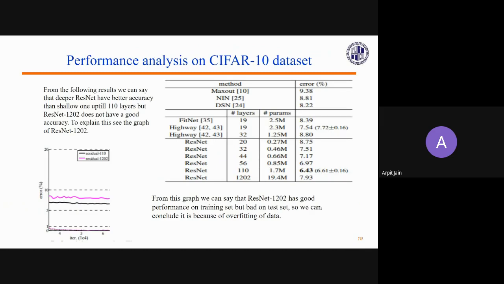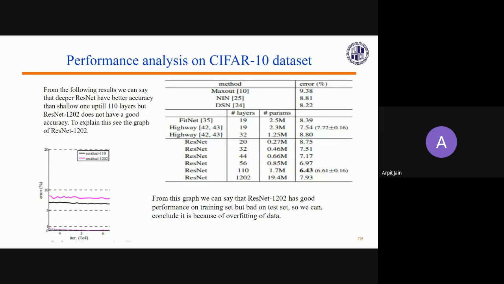So these are basically the results which we got on our CIFAR-10 dataset. As we can see, Highway, which is a direct network with 19 layers, had 2.3 million parameters and got an error percentage of 7.5%. As we increase the number of layers to 32, our parameters decreased to 1.25 million, but our error percentage increased to 8.8%. So this is what we intend to solve by ResNet technology.